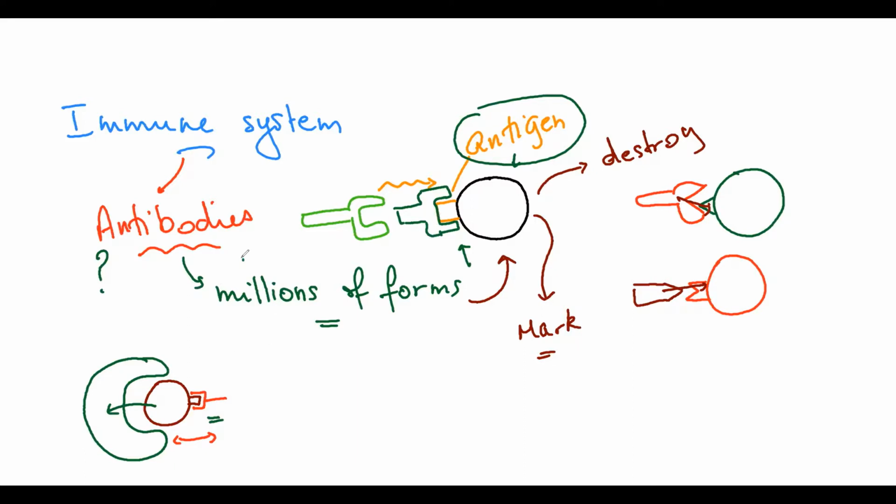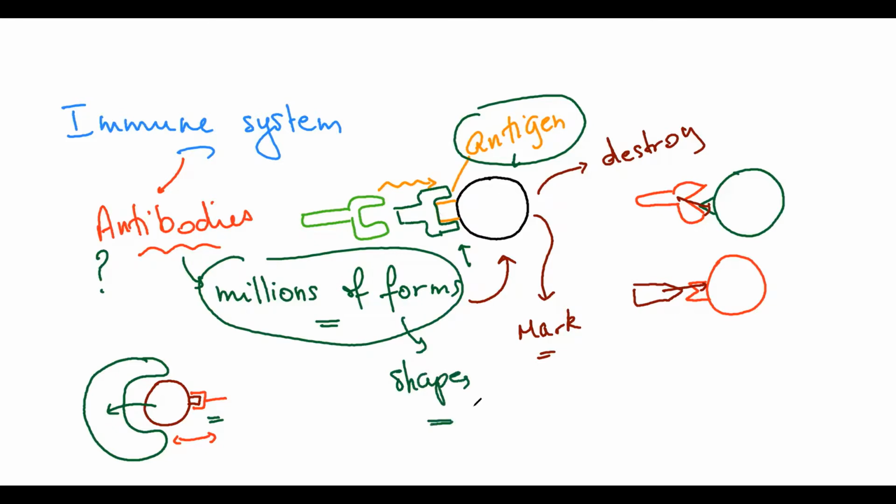You look here, I told you that there are millions of forms, or in other words, millions of different shapes of antibodies. Each shape is specific for the shape of a certain antigen. It means that not only one kind of antibody can destroy all the pathogens. No. For every pathogen, it has its own antibody. Why? Because for every pathogen, there is a certain shape for an antigen. As you said now, the antibody that is specific for the shape of the antigen is going to attack, not any other antibody.